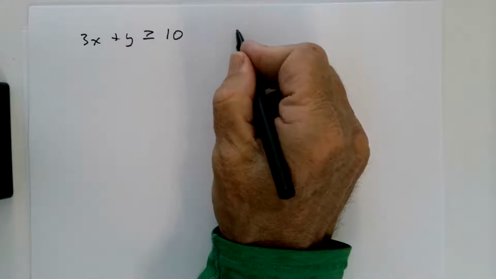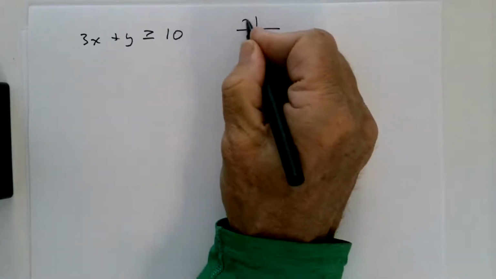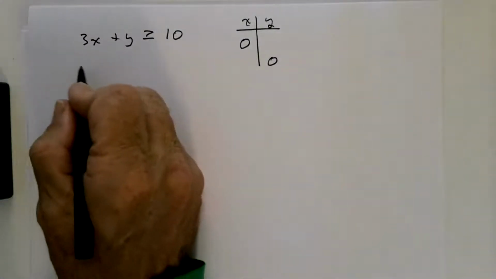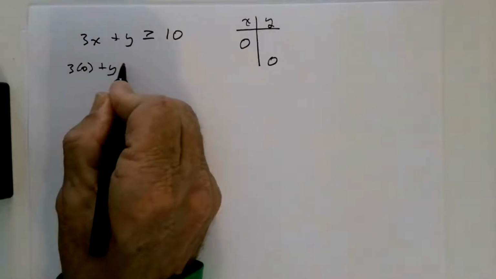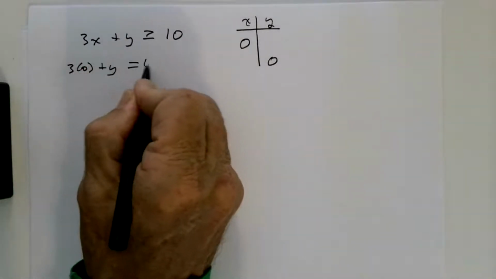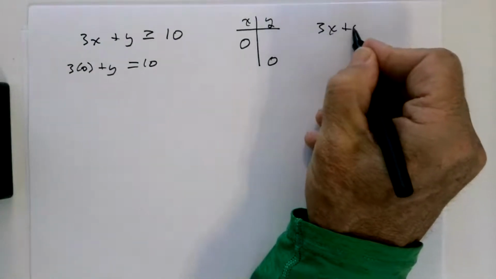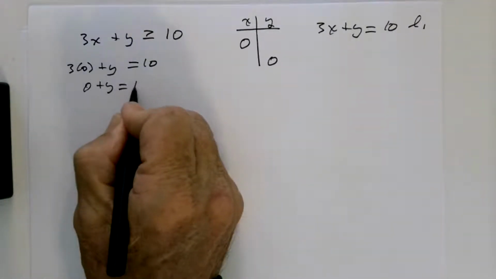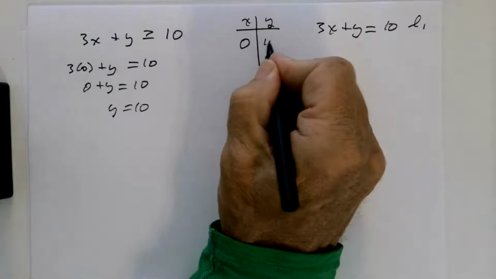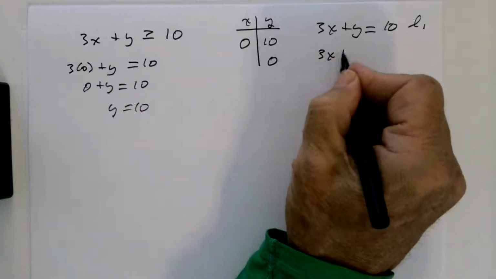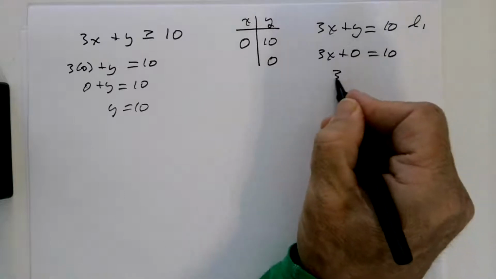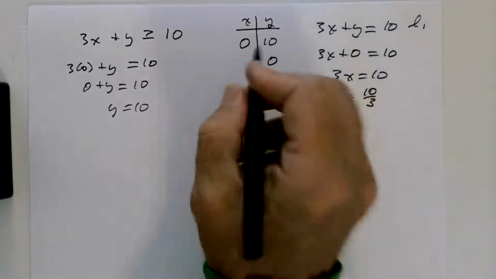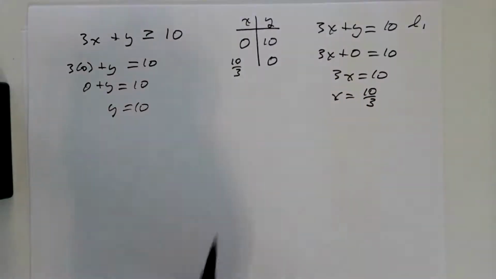And I prefer to graph these using intercepts. So here's x, here's y. If x is 0, what is y? If y is 0, what is x? Plugging in 0 for x: 3 times 0 plus y equals 10. Remember, we're going to solve the equation 3x plus y equals 10. This is our first line. So 0 plus y is 10, so y is 10 here. If y is 0, I get 3x plus 0 equals 10. 3x is 10. X is 10 thirds, which is a little bit more than 3.